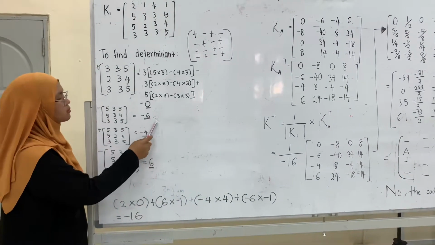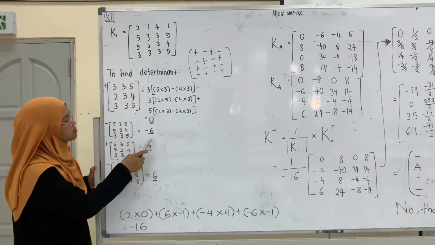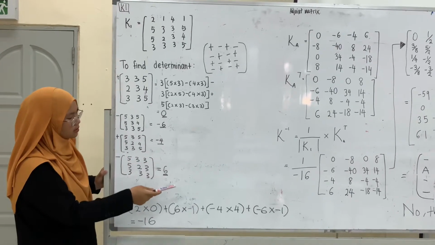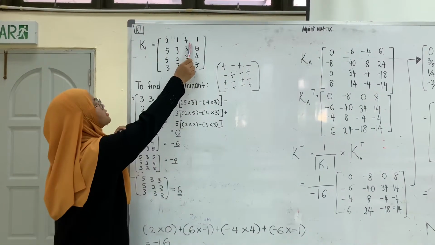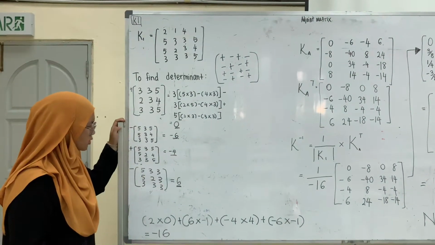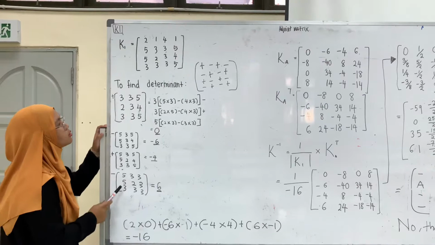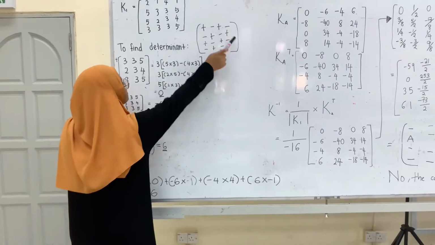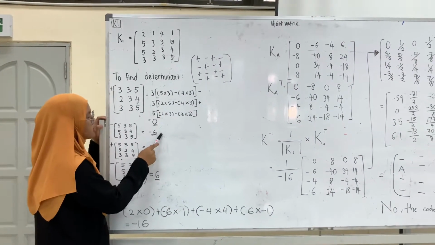We will find C12, the cofactor for the next. We will get negative 6 and then negative 4 and then 6 for this and this. Good. For each matrix here, we need to put the symbol plus, minus, plus, minus, plus, minus from here to get the right cofactor.